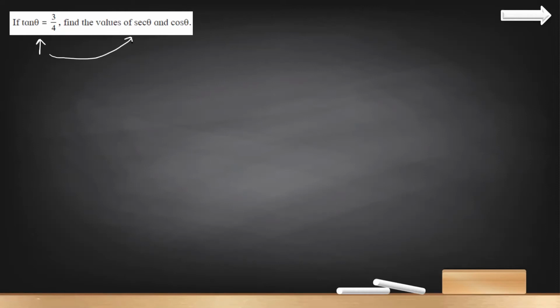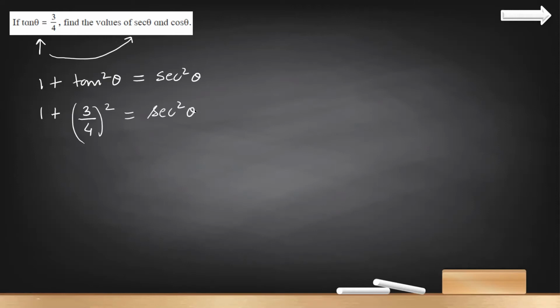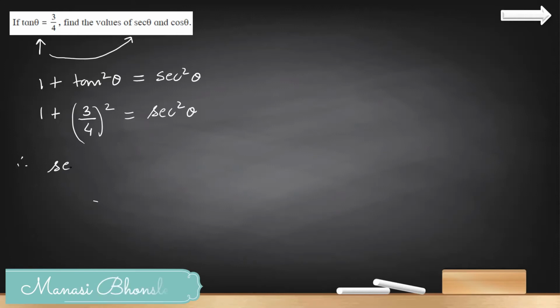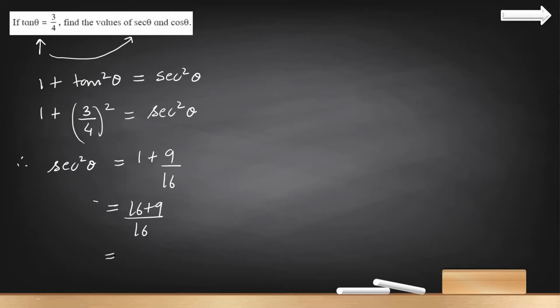And do you have an identity with tan and sec? Yes, we do have. What is the identity? Identity says 1 plus tan square theta is equal to sec square theta. We have tan, so let us put in the values. 1 plus 3 by 4 whole square is equal to sec square theta. So therefore, sec square theta is equal to 1 plus 9 upon 16. This is equal to 16 plus 9 upon 16, which is equal to 25 upon 16.